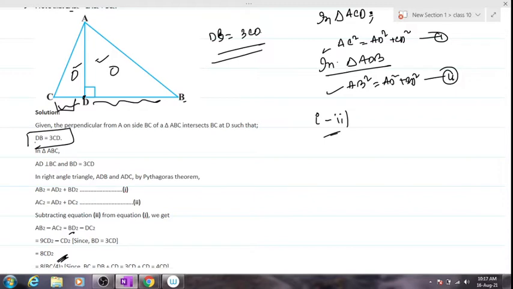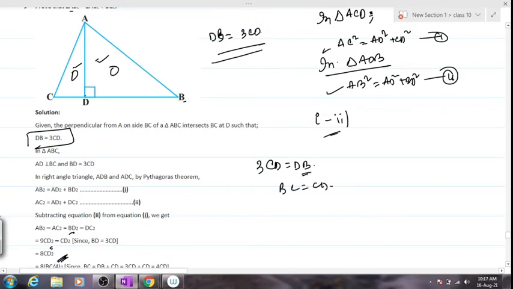Let me know if students have understood this much. Now instead of CD, we'll be writing BC by 4. Can we write it? Because look very carefully. Thrice CD is equal to DB, right? Yes or no? And BC is equal to CD plus BD, yes or no? So instead of this, you write 4 times BD, which is equal to BC.